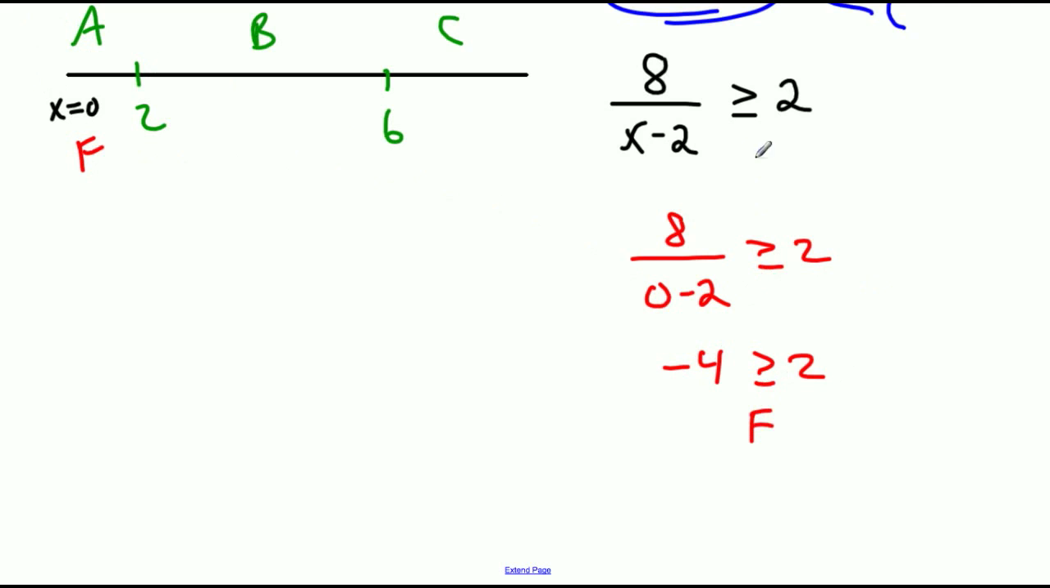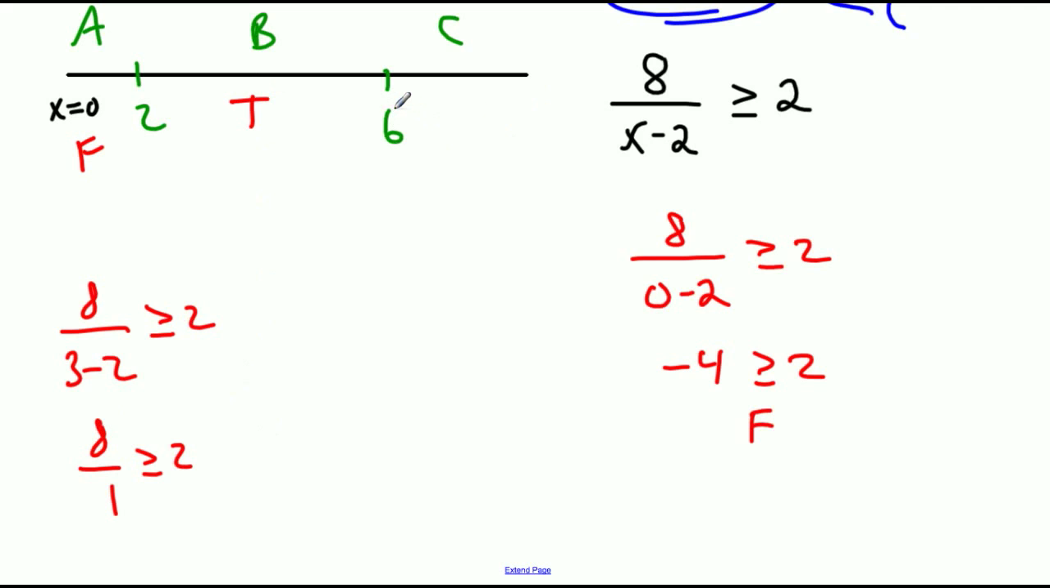Okay. Now let's plug in a number between 2 and 6. And maybe we'll just do 3. So 8 over 3 minus 2, is that bigger than or equal to 2? So is 8 divided by 1, is that bigger than or equal to 2? Well, yes, right? 8 is bigger than 2, so this is going to be true.